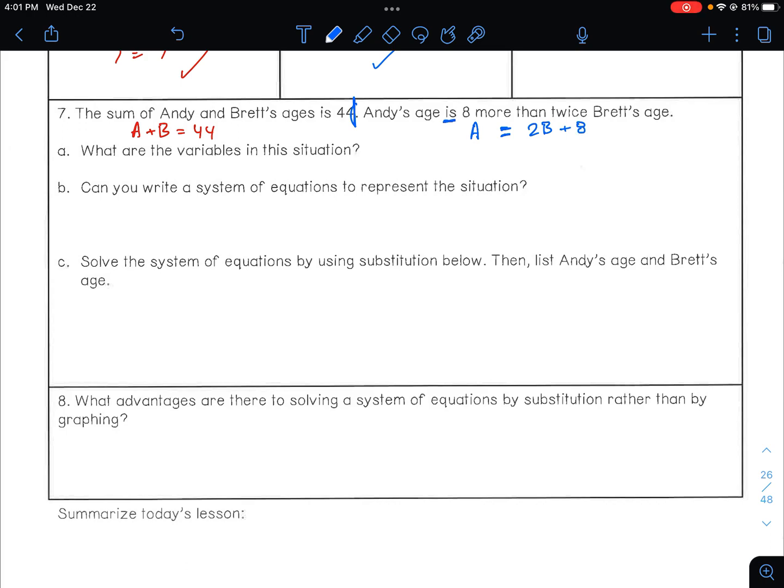Where are the variables in this situation? A is Andy's age, and B is Brett's age. Can you write a system of equations to represent the situation? We just did up there. A plus B equals 44. And then Andy's age is twice Brett's age plus 8. Solve by substitution. This then lists Andy and Brett's ages.